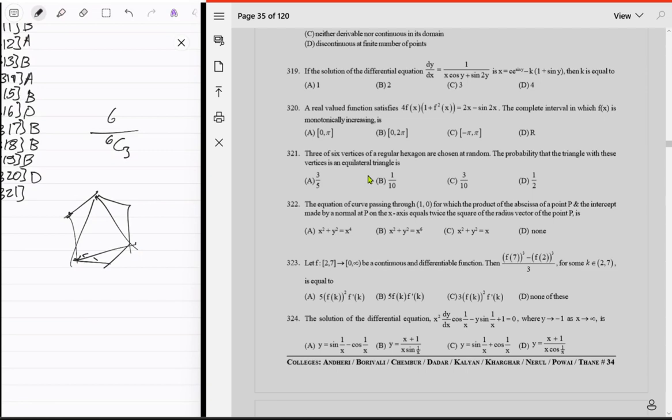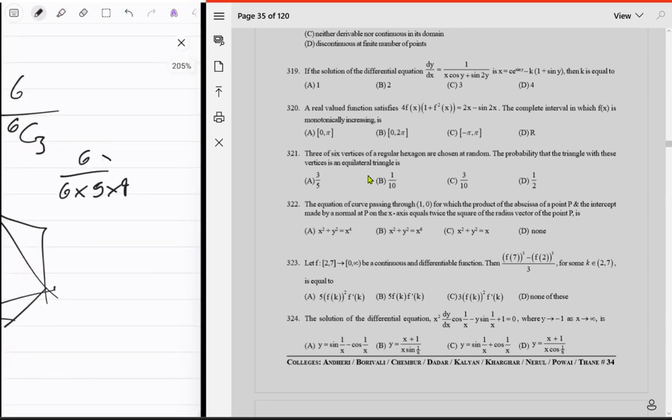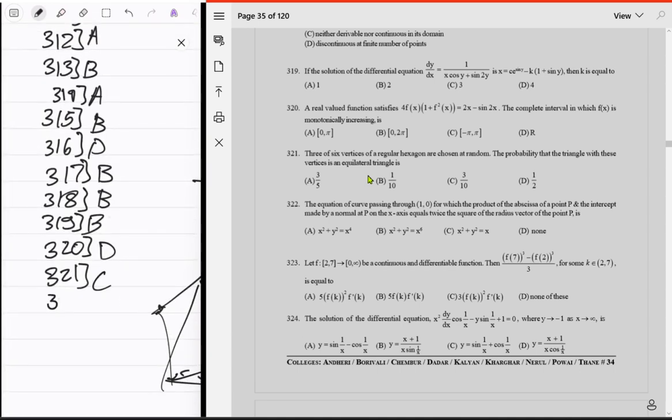So 6 upon 6C3, which is 6 upon (6 times 5 times 4) over (3 times 2 times 1). So this 6 just cancels. What's happening here? This 2 and 2, so 3 upon 10 is the probability, which is C. Next question. 322.